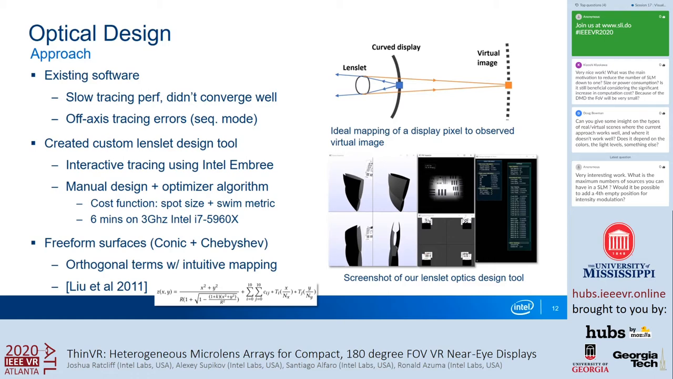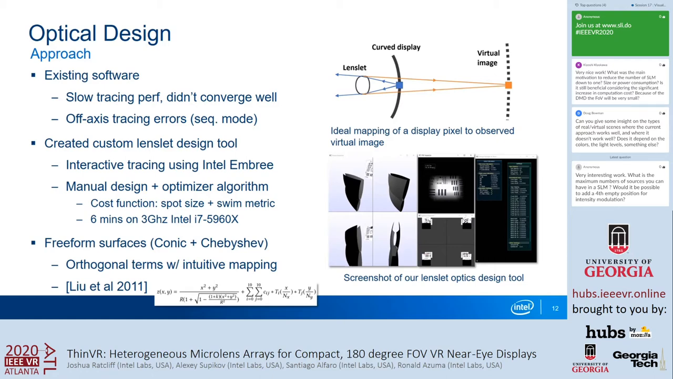It turns out that ray tracing techniques from the high-performance graphics community fit the bill. After some initial testing, we used Intel Embree to build real-time, interactive tools for lenslet design. In addition, we implemented a simple optimization algorithm and supplied it with a cost function that penalized image blur as well as pupil swim. For details, check out the paper. All told, we were finally able to converge, and quickly, on good solutions using an Intel Core i7 CPU.